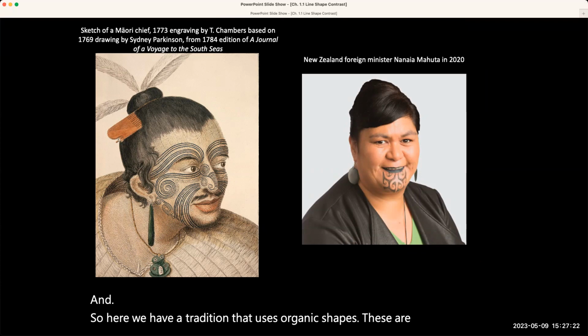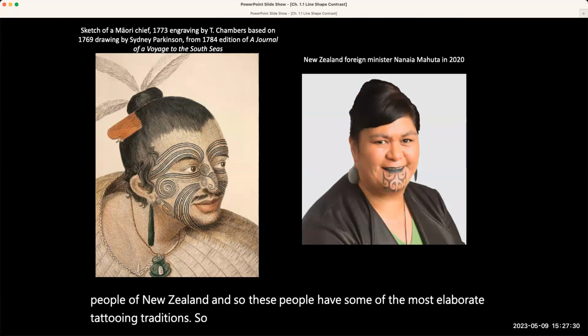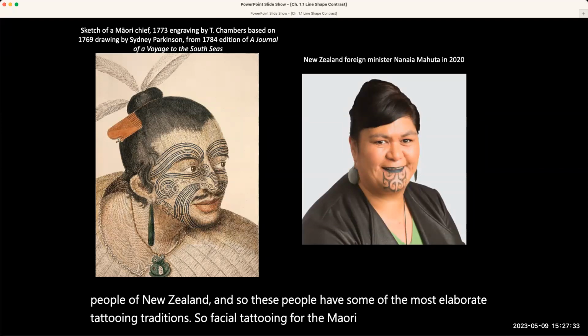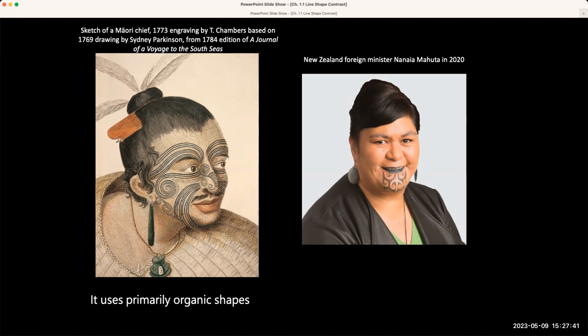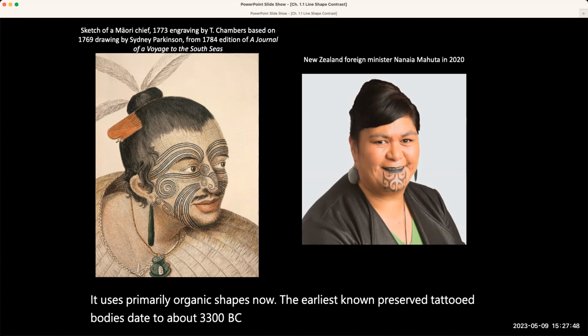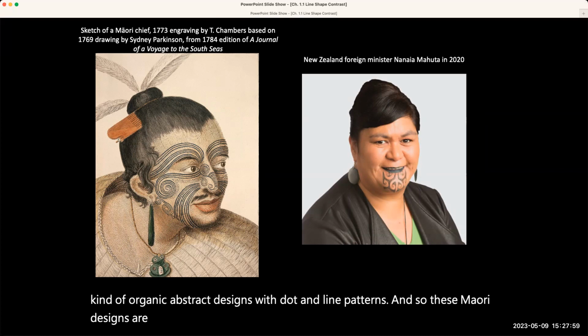These are the Maori people of New Zealand. And so these people have some of the most elaborate tattooing traditions. So facial tattooing for the Maori, it's called tā moko. And it uses primarily organic shapes. Now, the earliest known preserved tattooed bodies date to about 3300 BCE. And those tattoo designs also feature these kind of organic abstract designs with dot and line patterns. And so these Maori designs are part of this tradition.